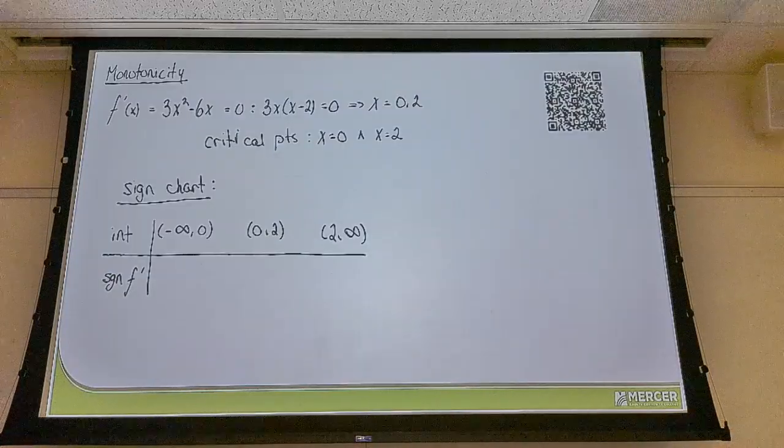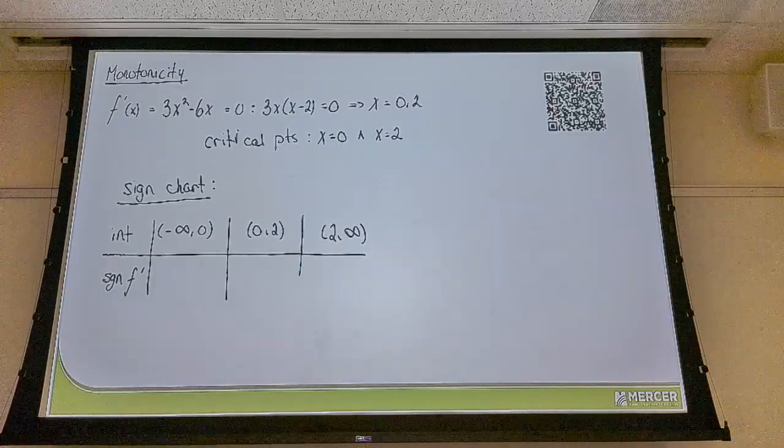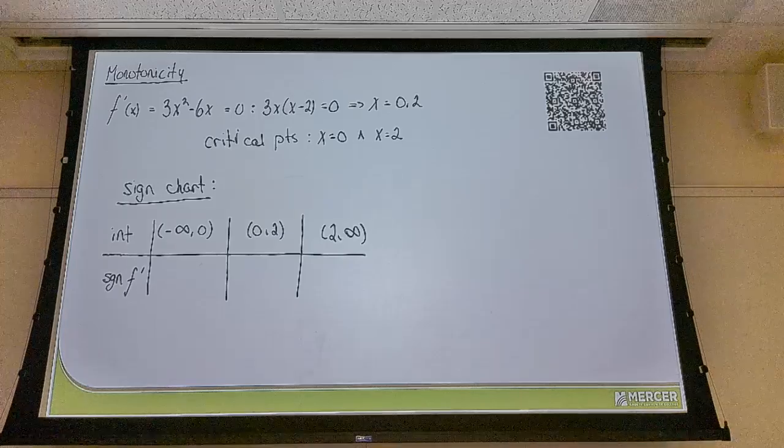Pick any point in each interval. Plug it back into f prime to determine its sign. Not the value. We don't care about the value. All we care about is the sign. Bummer. 0 isn't an option.